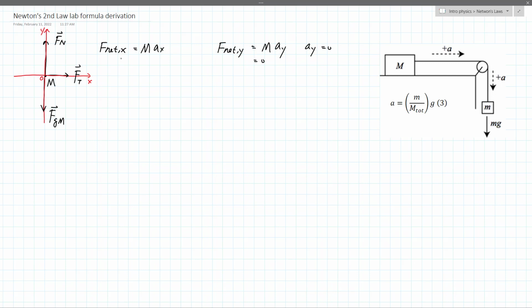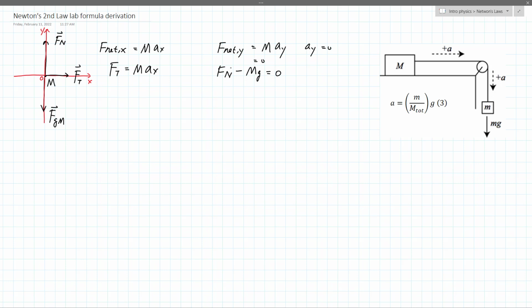Okay. So for the x force, there's just one force, tension. Tension equals capital M acceleration x. And in the y direction, we have normal force in the positive y direction and gravity in the negative y direction. I'll replace it with Mg. That is equal to 0.